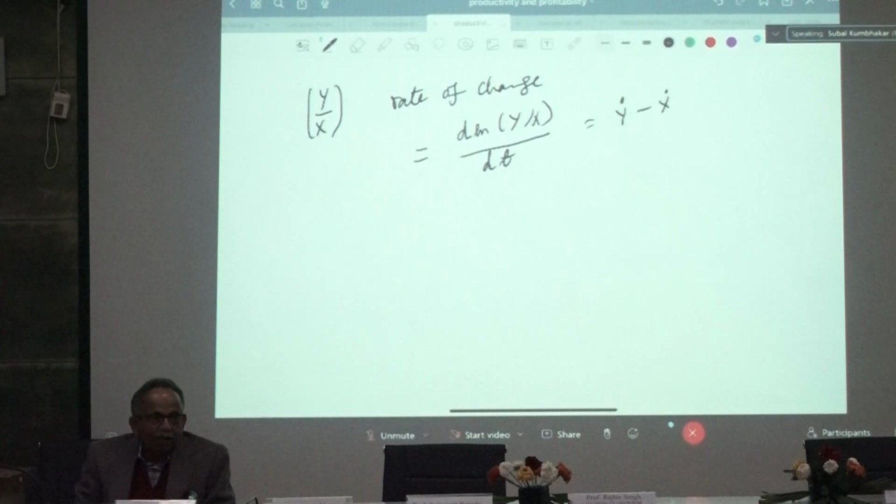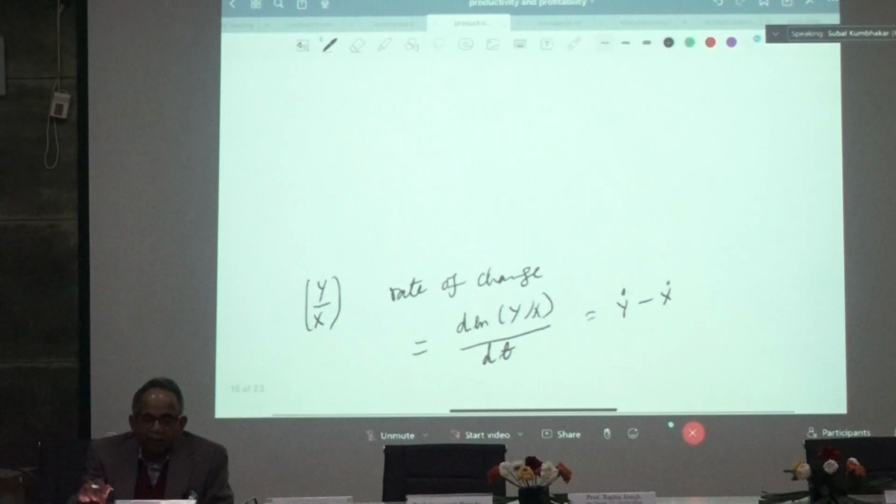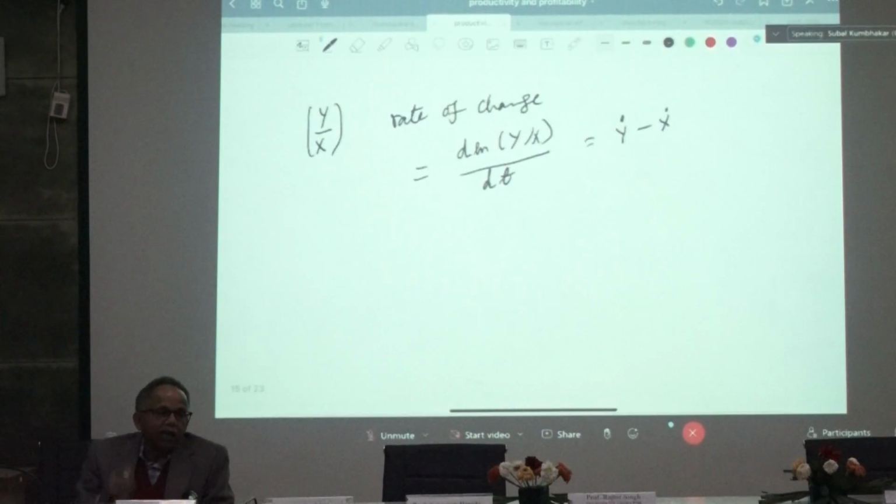You know the derivation. If it is a ratio, then the rate of change of the ratio is given by the rate of change in the top variable minus the rate of change in the bottom variable. So if it is labor productivity, where x is labor, then labor productivity growth can be defined as the rate of change in output minus the rate of change in labor input.